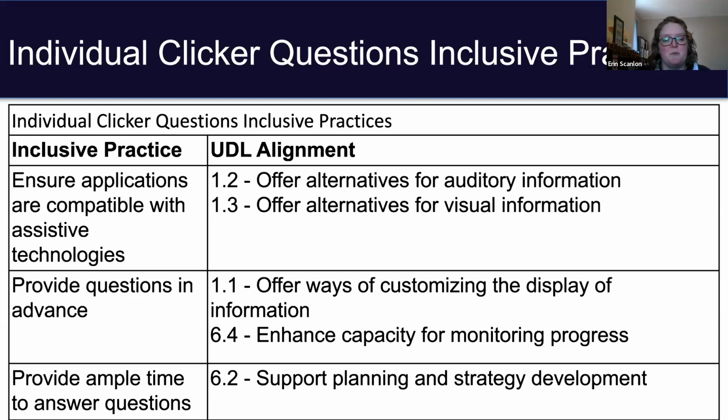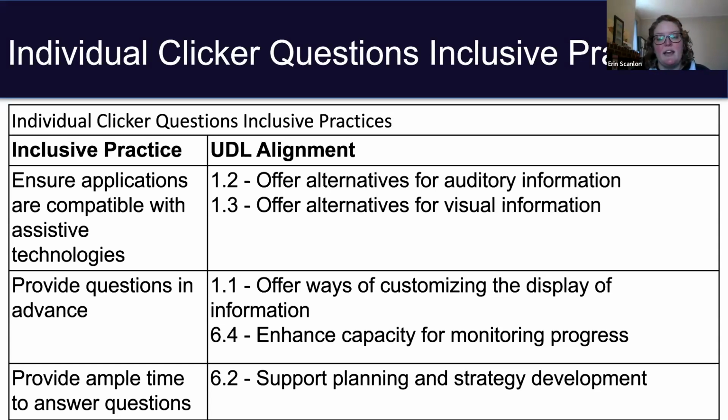Another inclusive strategy would be to provide ample time to answer questions. And exactly what is ample is another question for another time, but this can also support students in planning and strategy development. So we can take these inclusive teaching strategies and implement them into our classroom in order to address any barriers to access and participation that we identify.